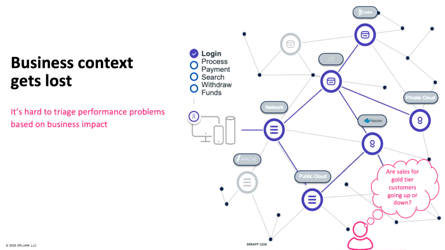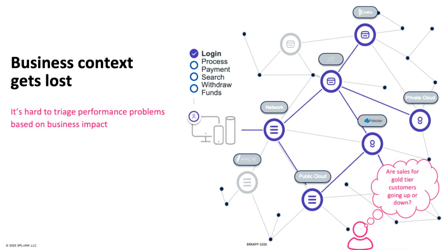This one keeps executives up at night. What you're seeing is a real-world service topology. You've got business processes at the top, like login, process payment, search, withdraw funds. These are the things your customers actually care about. These are the things that generate revenue. And underneath those business processes, you have the technical reality, which is your Apache servers, your Kafka queues, your Docker containers, public cloud, private cloud, and the networking tying it all together. Sometimes you have hundreds or even thousands of components. And here's the problem with that.